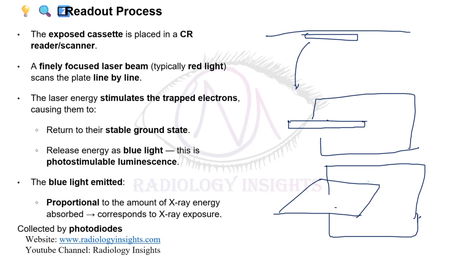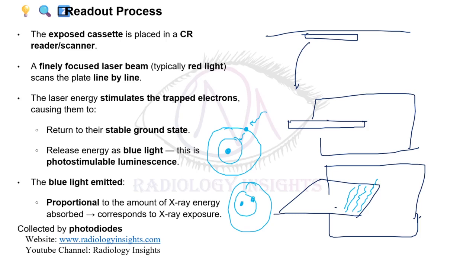So the exposed cassette is now read by the CR reader or scanner. Inside the CR reader there is a focused linear beam which scans this plate line by line. When it scans this plate line by line, already we have an atom with nucleus and the electron. Electron is now in higher energy state. Now this laser light will stimulate these trapped electrons and these electrons will come back to their original ground state. Now the electrons have returned back to their ground state.